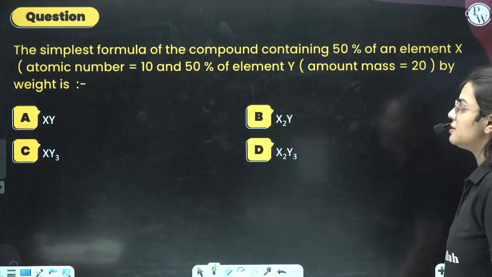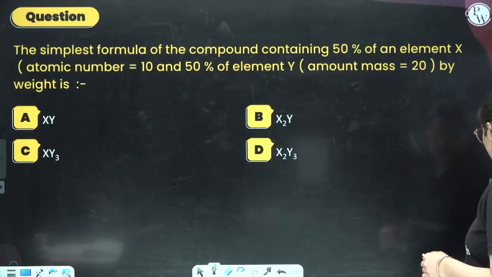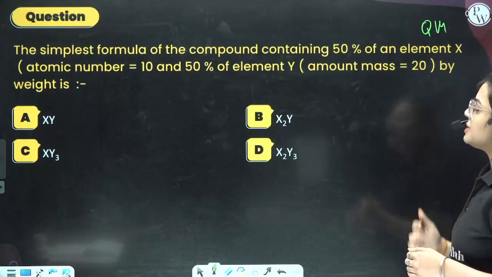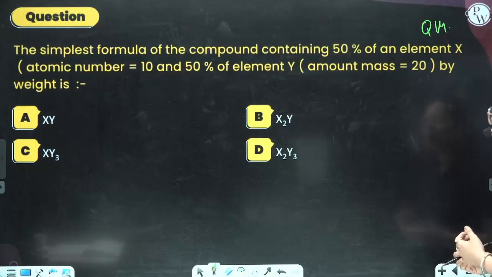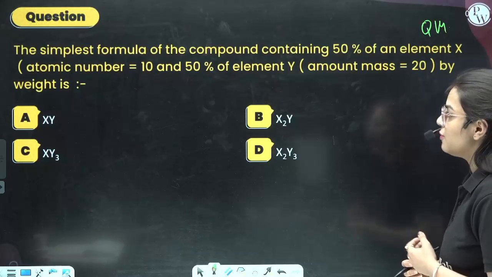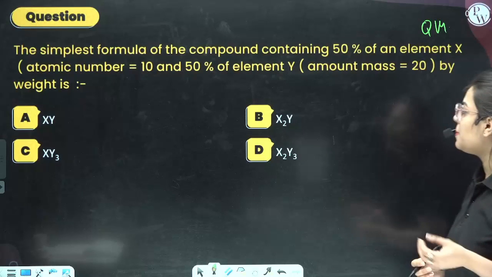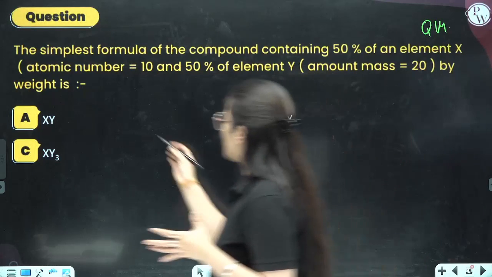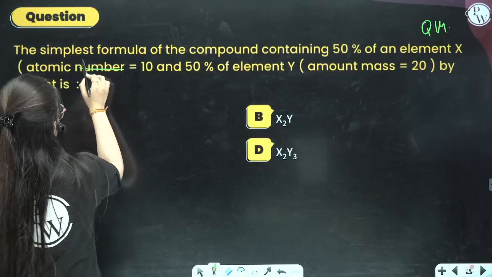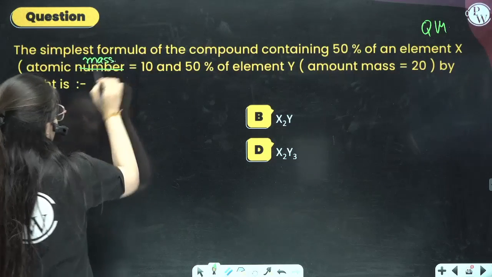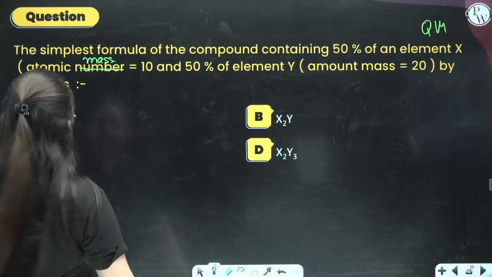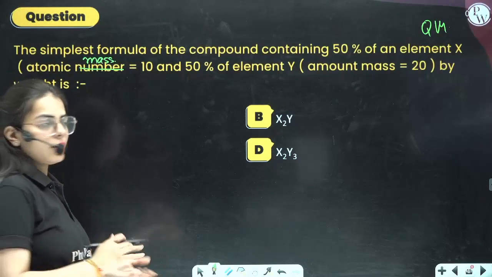Now let us see the next question of ours. The next question, question number 14, is: the simplest formula of the compound containing 50% of an element X with atomic mass 10 and 50% of element Y with atomic mass 20 by weight. Here atomic mass will come, not atomic number, kindly correct it. Now see what they have given you. This is the empirical formula, molecular formula concept.